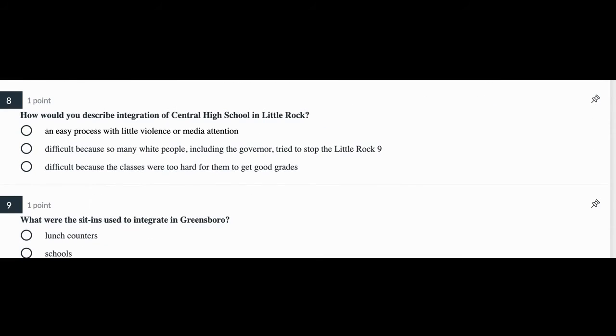8. How would you describe integration of Central High School in Little Rock? An easy process with little violence or media attention. Difficult because so many white people, including the governor, tried to stop the Little Rock Nine. Or difficult because the classes were too hard for them to get good grades.